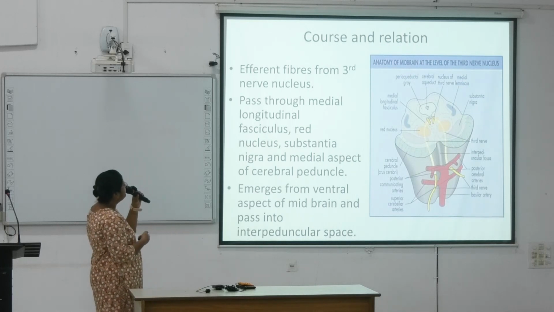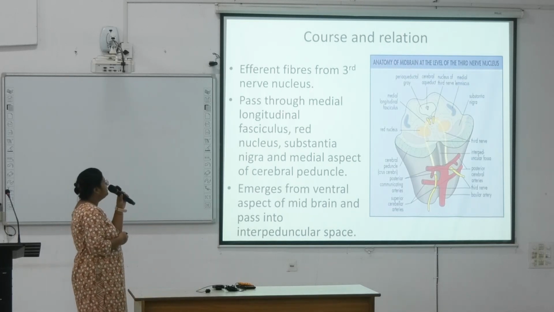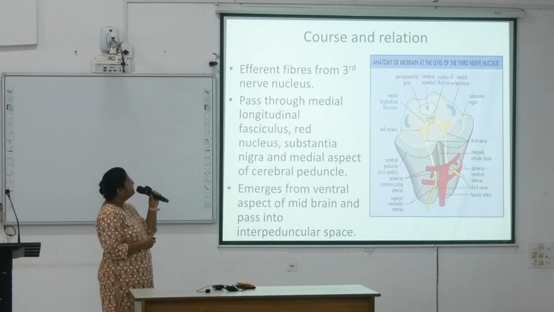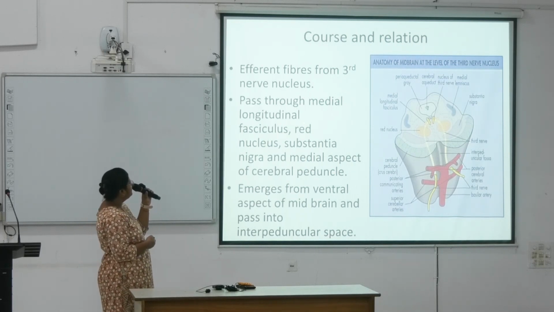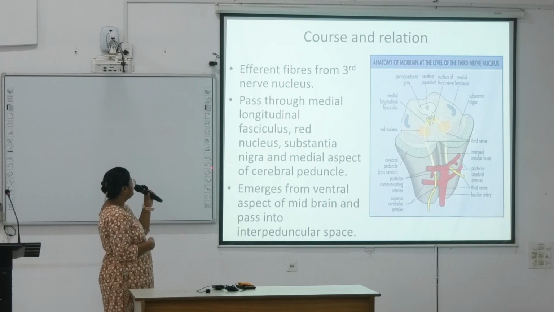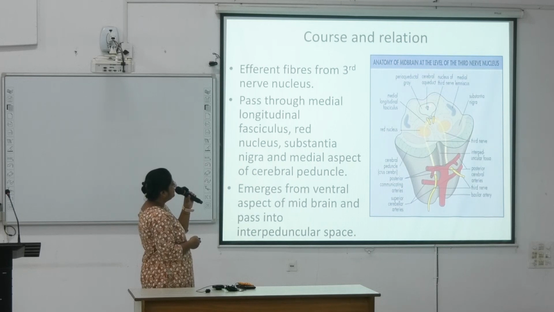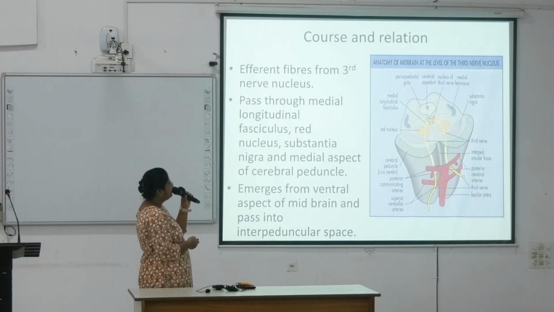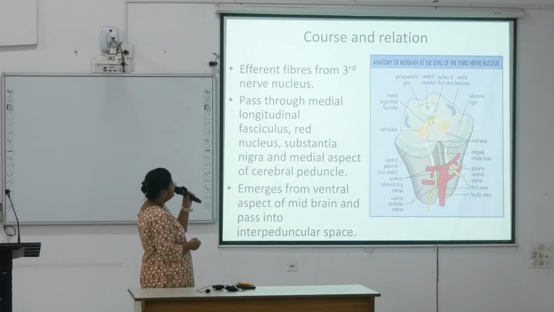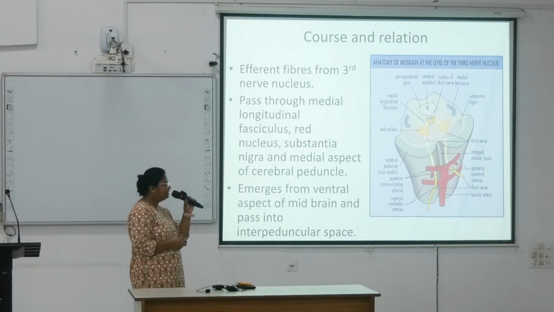Next, we go to the course and relation of the third cranial nerve. So efferent fibers from third nerve nuclei, they pass through medial longitudinal fasciculus, red nucleus, substantia nigra, and medial aspect of the cerebral peduncles. See here, this is cerebral aqueduct, periaqueductal gray, nuclei lying ventral to this periaqueductal gray matter. Okay, then it is coming ventrally, it is crossing this red nucleus, then substantia nigra, then cerebral peduncles and coming out ventrally. Okay, one on each side.